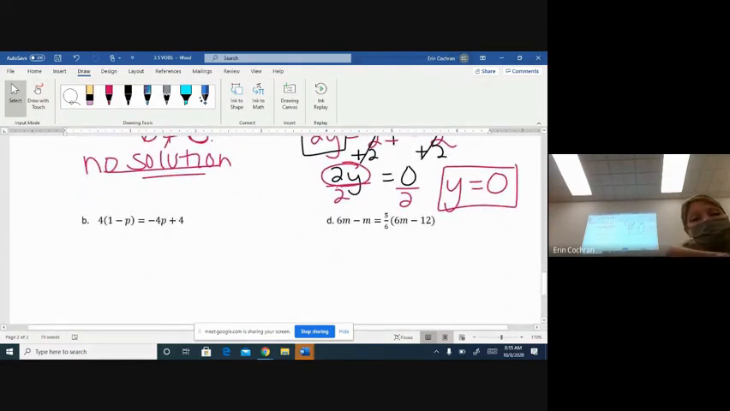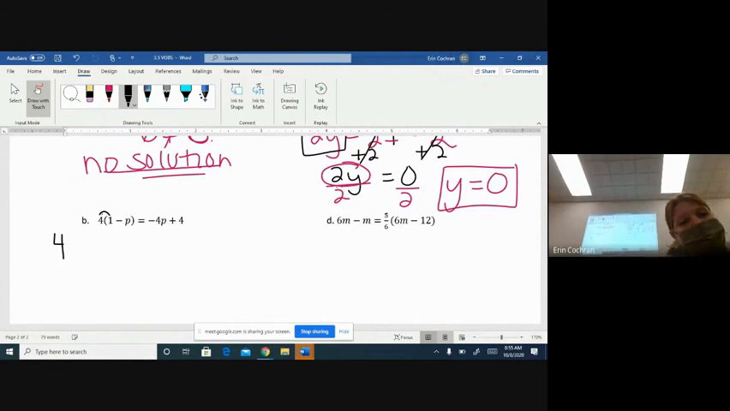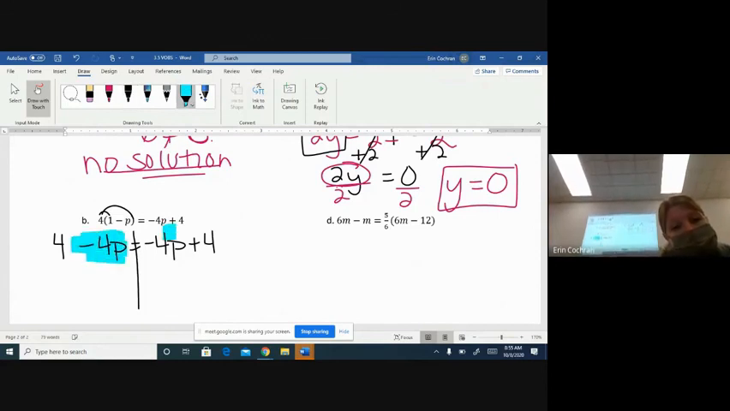All right. What about B? What did I do here? Distribute. 4 times 1? 4. 4 times negative p? Negative 4p. All right, looking at these p's, what do you guys notice about these p's? They're the exact same, so what's going to happen to them? They're going to cancel out, okay? That's a good indicator you guys can tell. So how do I move that negative 4p over? Add it.